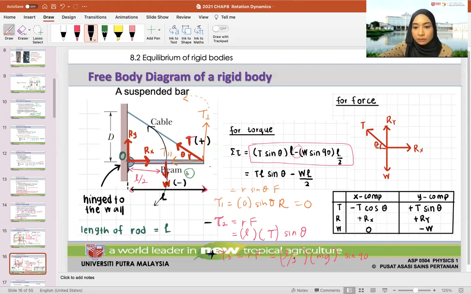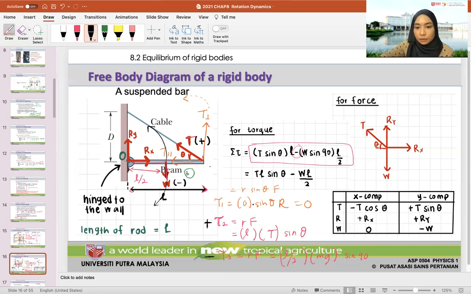So this one becomes, kenapa dia cakap positive, negative kat sini? Sekejap. Anti-clockwise is positive. Saya silap tulis. Anti-clockwise is positive. Kat sini. This is anti-clockwise, right? Anti-clockwise. Okay, betul. So this is negative.